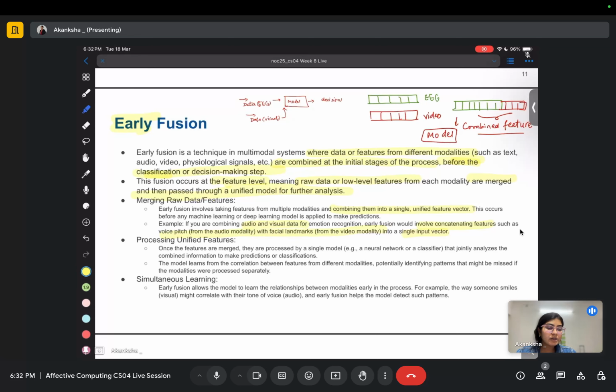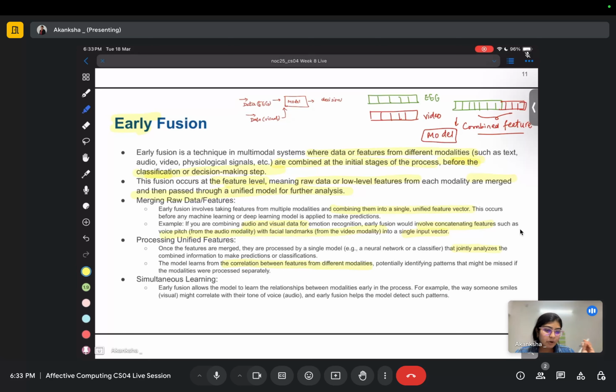Now, processing unified features, we train our model to take the information from both the modalities, and then a neural network or a classifier is trained on the joint analysis, and it learns from the correlation between features. Let's say I'm smiling, and my EEG signal will also show something related to happiness. That means some kind of correlation is there. If I'm feeling happy, then my facial expression would most likely be a smile on my face, and also, let's say, a specific region of my brain will be activated.